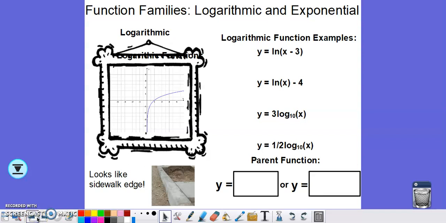Alright, so today we're going to add two more things to our function families. We're going to add in logarithmic and exponential. So our first one is logarithmic. Logarithmic functions lay down. As you go across, they're just laying down. Exponential functions are going to slope up.